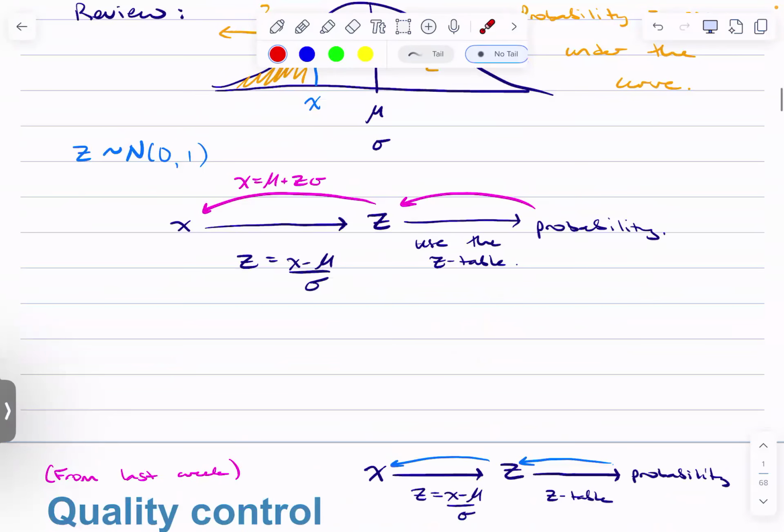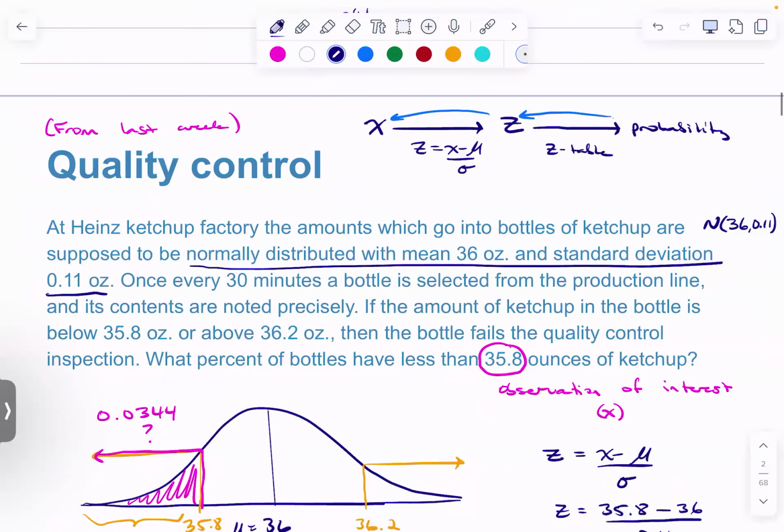Any questions before we pick up? There was an example that I left you with. Call this the end of the review. So this slide is from last week. Here it is again. I think it's nice to have a visual of the procedure, because there are 2 steps to it, in either direction.